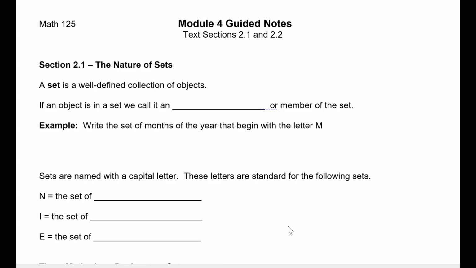So with section 2.1, we're going to just start by talking about what a set actually is. The definition from your book is that a set is a well-defined collection of objects. Objects is just a very vague word that can encompass a lot of different things. Basically, a set is just a group of something. And in life, we talk about groups of things all the time. We put names to those groups of things.